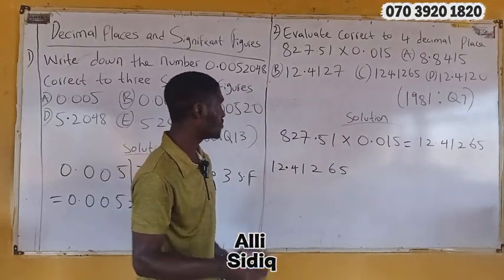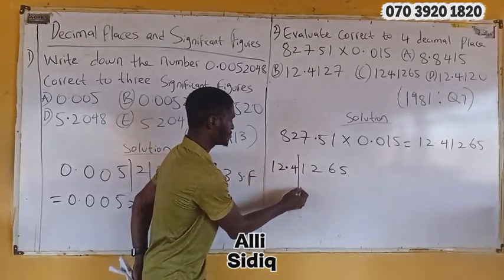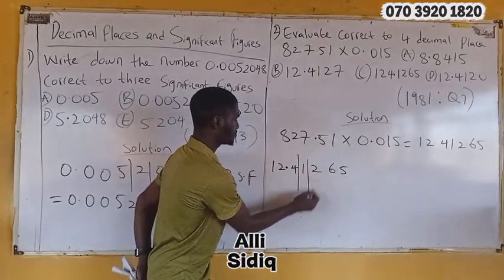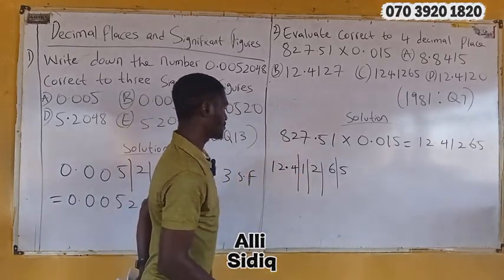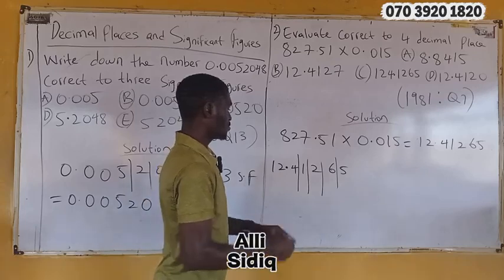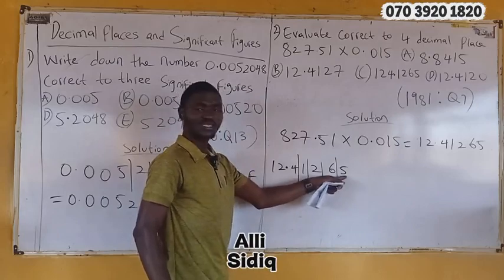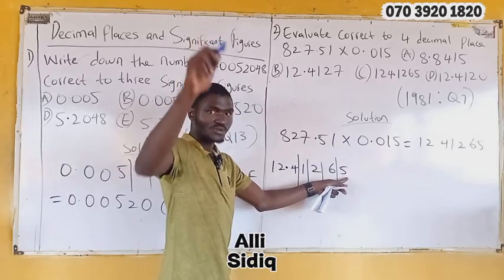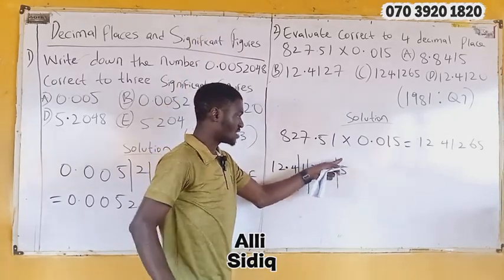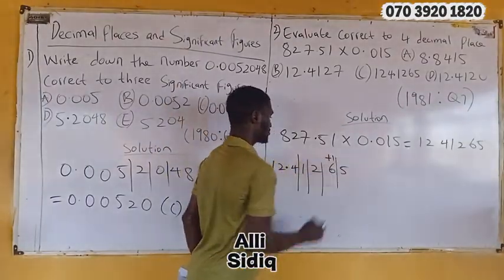Now, let's start by drawing our boundary. Take 4 decimal place. 1, 2, 3, 4. So the first number immediately after my boundary is what? 5. You know, I told you that means I'm going to do what? I'm going to round up. You round up when you have 5 and above. I'm going to round up, meaning I'm going to add 1.